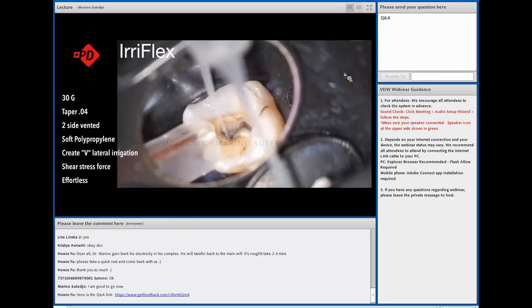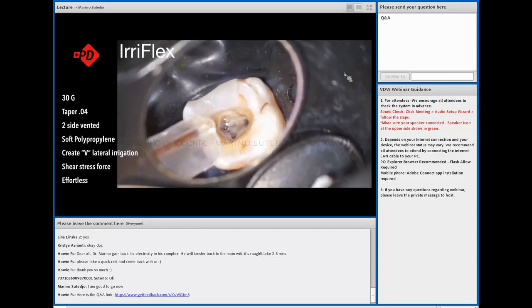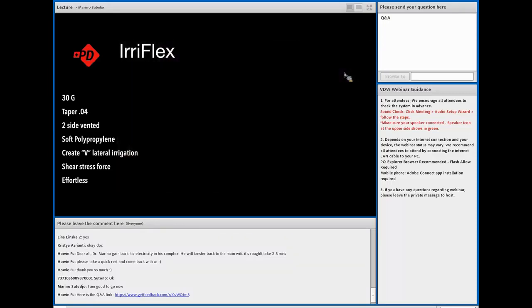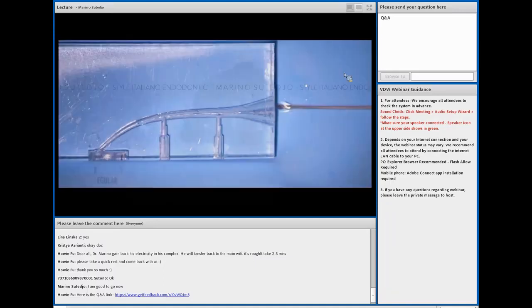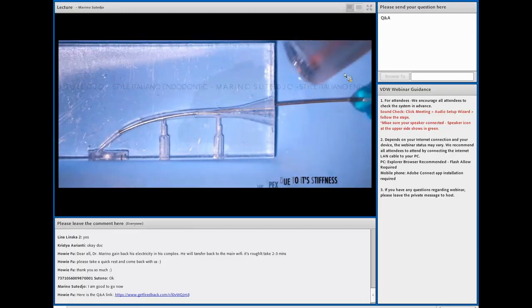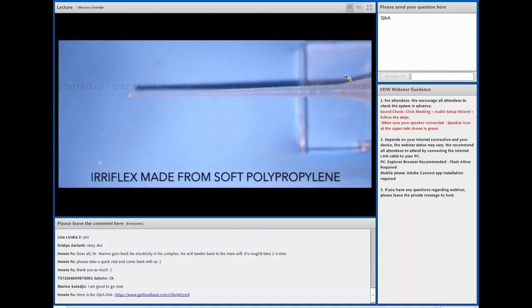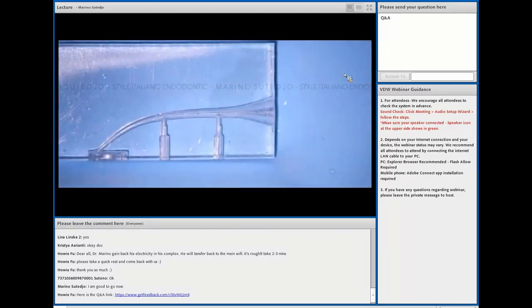And it can create some V-lateral forces in the canal to create more shear stress forces. And trust me, it is so effortless. But a hint I can give you: if you use this type of irrigation needle, or if you use Iriflex, remember to dispense your irrigants outside your root canal system. Do not dispense the irrigants while the needle is inside the root canal system, because it will easily clog on the tip and you cannot have a smooth irrigation flow of the needle.